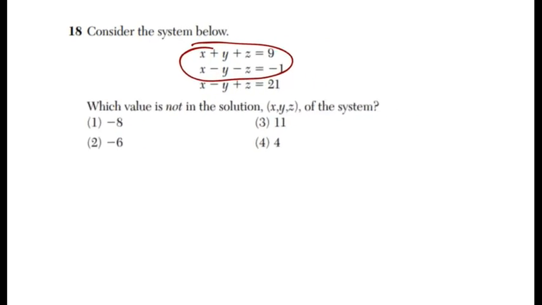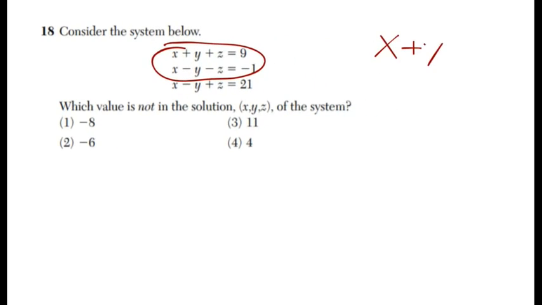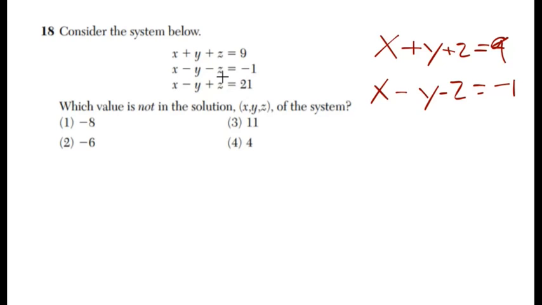Let me move these over a bit. So I'm going to rewrite these. x plus y plus z equals 9, and x minus y minus z equals negative 1. Our goal when we're solving these is to eliminate variables one by one. That's usually what you have to do, one by one, and then go back and plug in what you just found and then repeat.